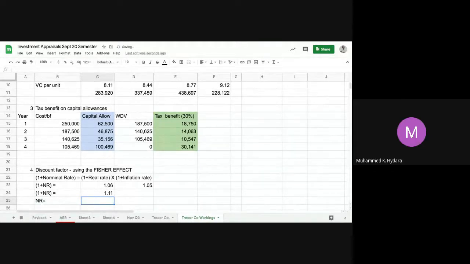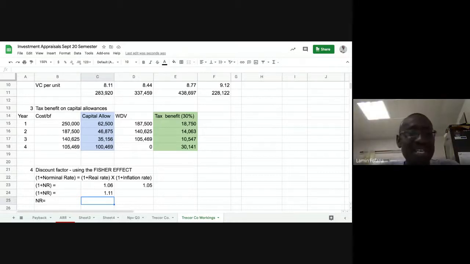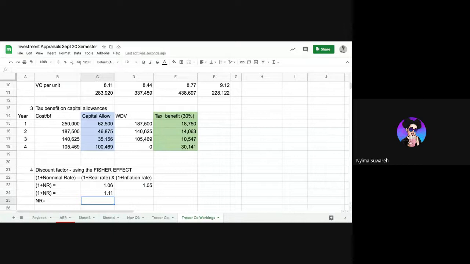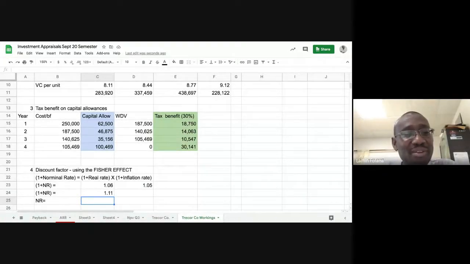That is 1.11 minus 1, I think. No, 1.11 plus 1. So that's a challenge. Somebody says 1.11 minus 1, someone says 1.11 plus 1. You know, the advantage with maths is you always have to show your proof. So the one who says 1.11 plus 1, what is your proof?